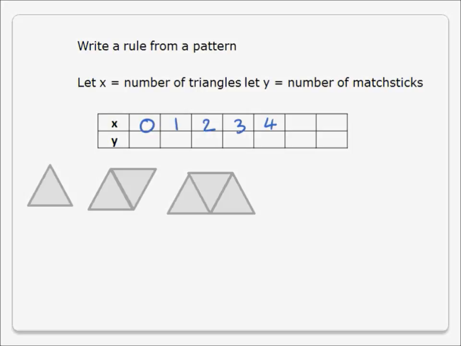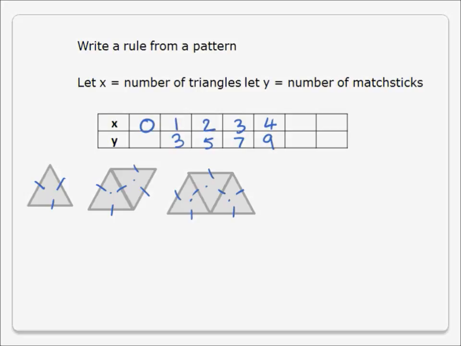Now if I have 1 triangle, I need 1, 2, 3 matchsticks. If I have 2 triangles, then I need 1, 2, 3, 4, 5 matchsticks. If I have a series of 3 triangles connected together, then I need 1, 2, 3, 4, 5, 6, 7 matchsticks. So if I had 4 triangles connected together, you should be able to keep the pattern going and you'd be able to say I need 9 matchsticks.